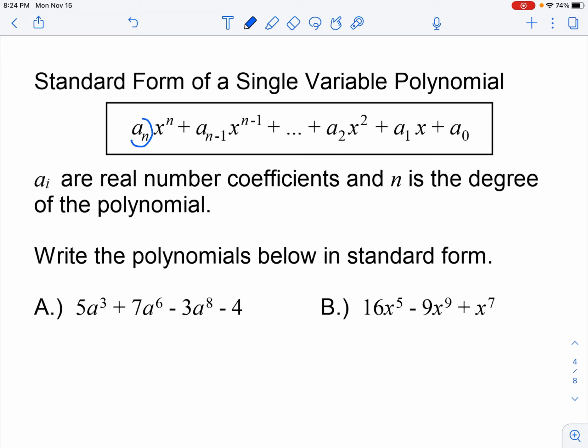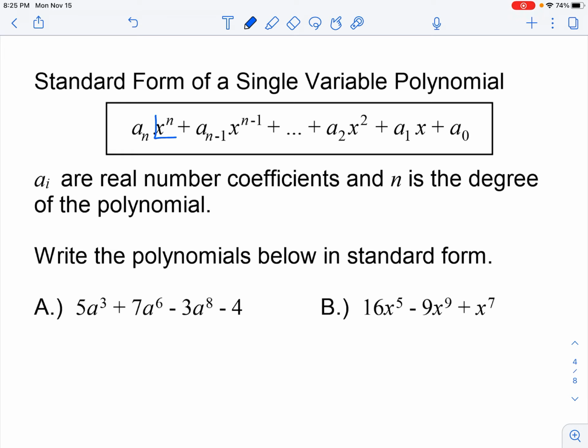A sub n, these are your coefficients, okay? They're any real numbers. They could be whole numbers, they could be decimals, fractions, positives, negatives, they could be square roots, they could be the number pi, they could be any real number, okay? And those little subscripts, the n minus 1, the 2, the 1, that's just saying that they could potentially all be different numbers, okay?